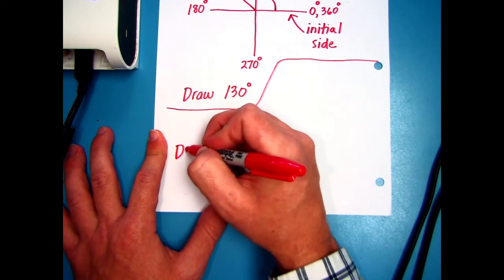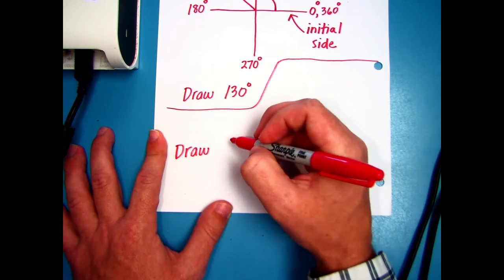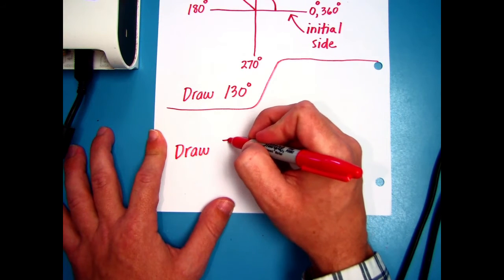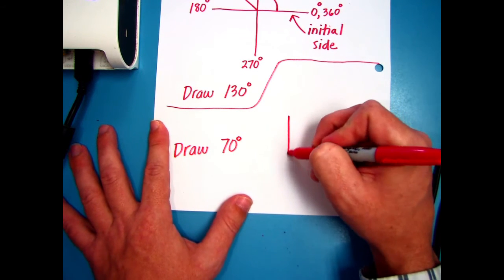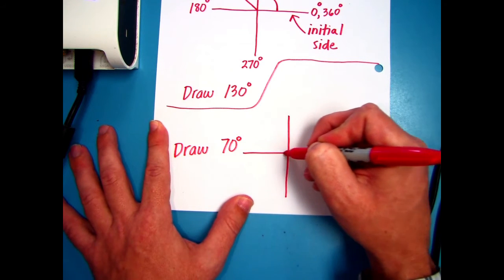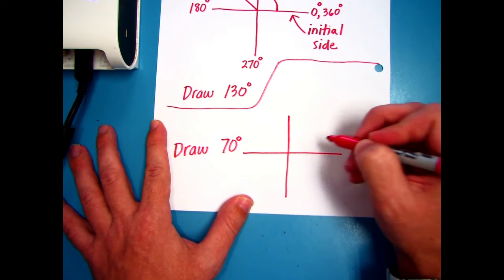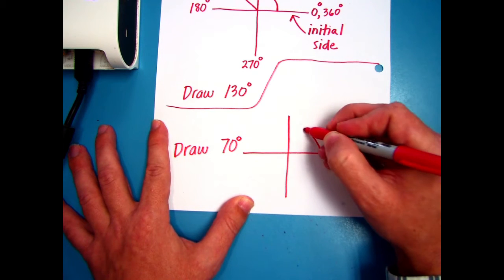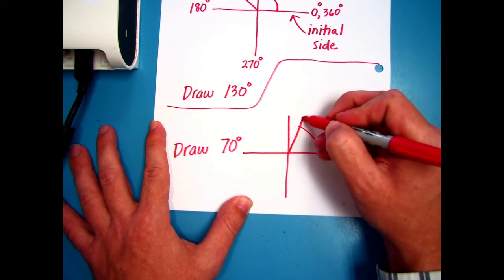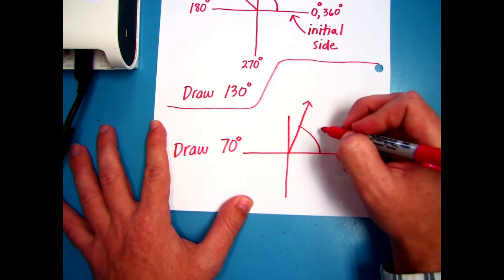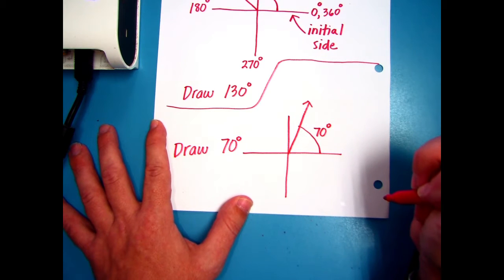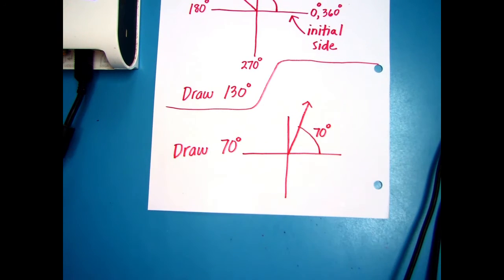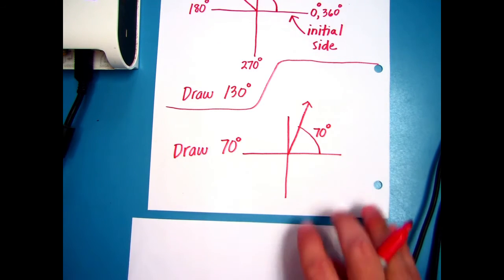Let's do another one. Let's draw a 70-degree angle. Well, start with your XY axis. Start on your initial side, move counterclockwise, and end at 70 degrees. It's not quite 90 degrees, so we're somewhere in the top right. Let's do one more together.